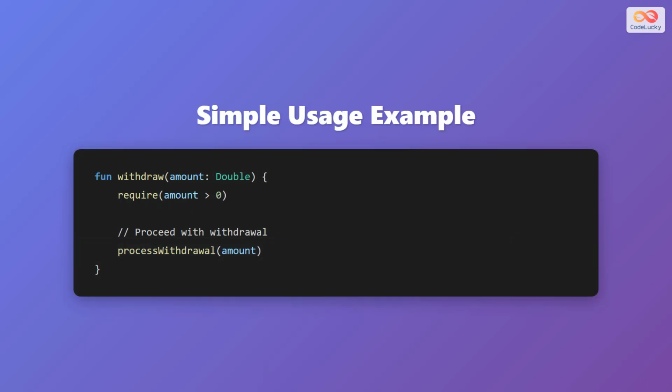Here's a simple usage example. Imagine you have a withdraw function that takes an amount parameter of type Double. Before processing the withdrawal, you want to ensure the amount is positive. You can use require with the condition amount greater than 0. If someone tries to withdraw a negative or 0 amount, the require function will immediately throw an illegal argument exception, preventing invalid transactions. Only when the amount is positive will the code proceed to process the withdrawal.